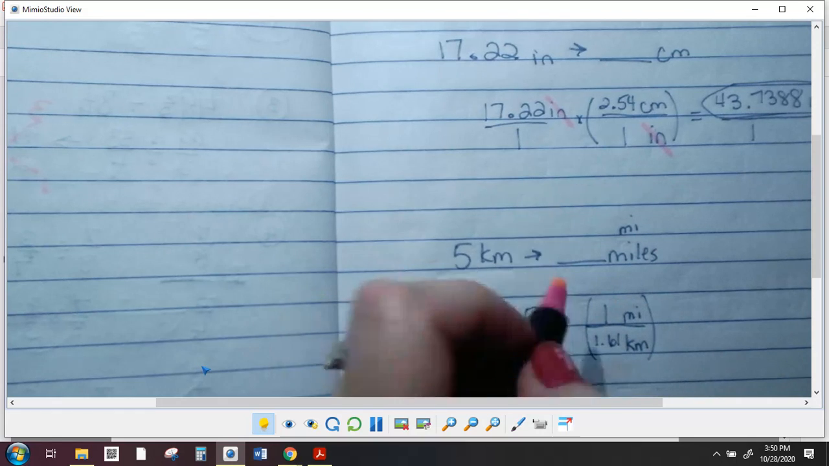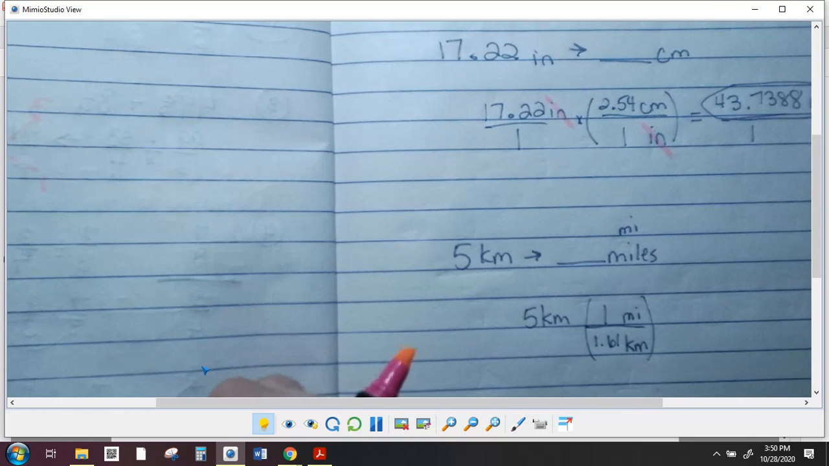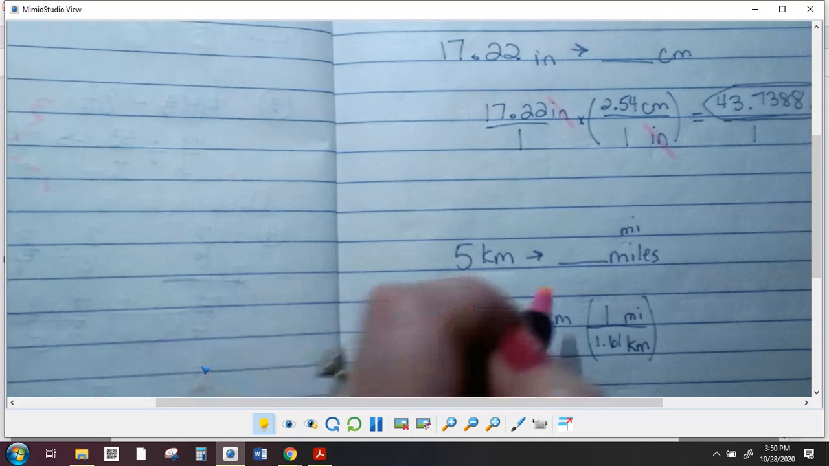I get to cross stuff off. If you like office products, if you like colored pens and pencils, great time to bust them out and use them on this. Kilometers and kilometers, bye-bye. Nothing else gets canceled because nothing else is duplicated. The miles is all by itself. None of these numbers have anything in common.